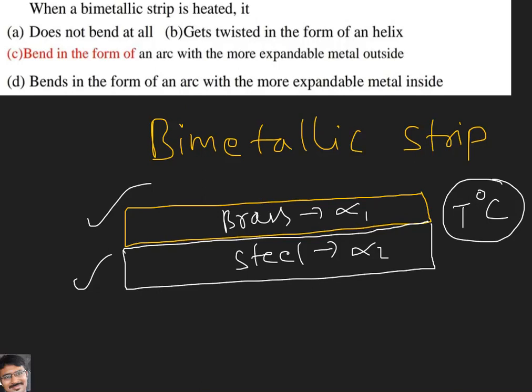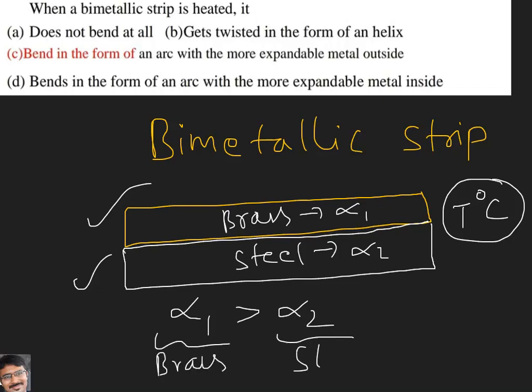So now if I observe one thing, I know that alpha 1 is greater than alpha 2, because the coefficient of linear expansion of brass is greater than the coefficient of linear expansion of steel. So we have the values of alpha for different metals. Compared to brass and steel, brass has more alpha value. Alpha of brass is greater than alpha of steel, we can say.